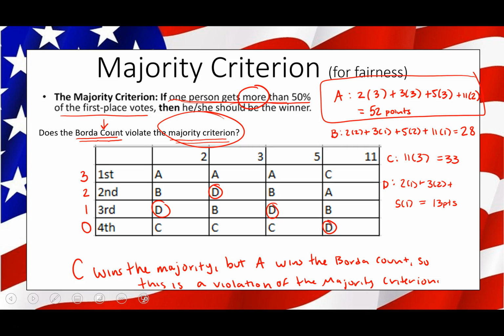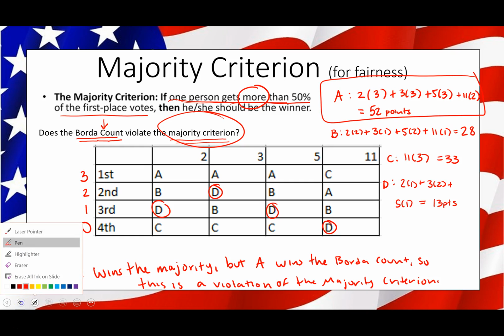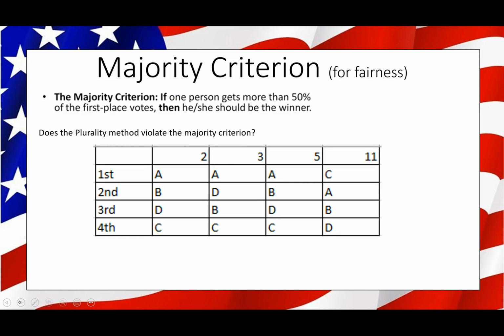All right, let's go ahead and try one more problem. This question says, does the plurality method violate the majority criterion? Well, again, we have to find the winner of the plurality method and see if that violates the majority criterion. But first, it's really important that we make sure we have a majority. Well, this is the same problem as last time, so we know that C has a majority. Okay, and then let's see who wins the plurality method.